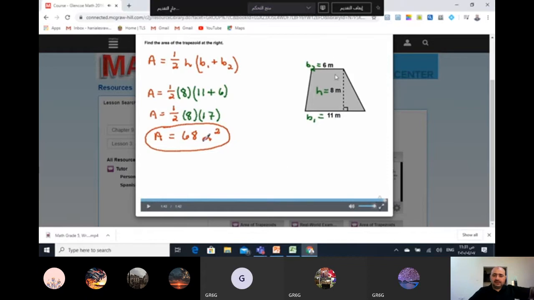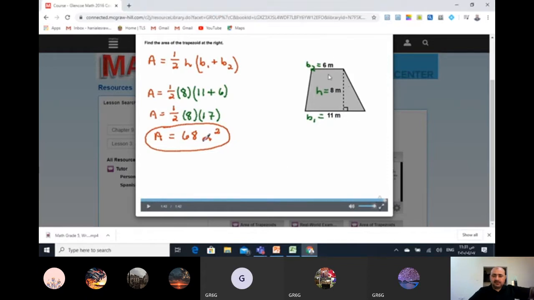In this example here, trapezoid here, as you see, we have base 1 and base 2. You can choose here base 1 or base 2, no problem. In this example, he chose the small base 2 and the big one base 1, no problem. So, and the height here will be 8.